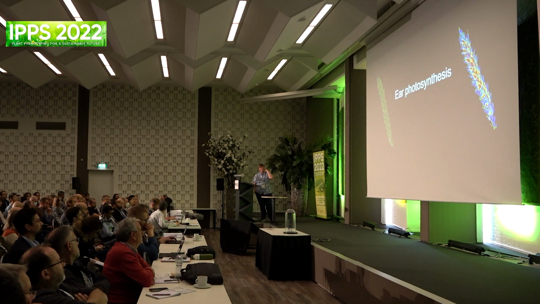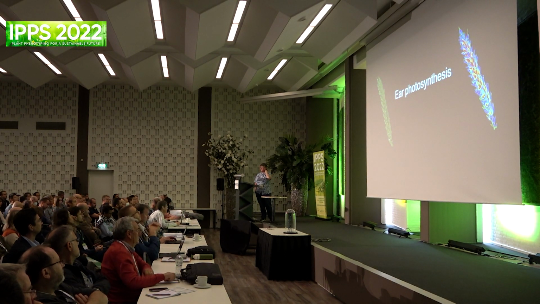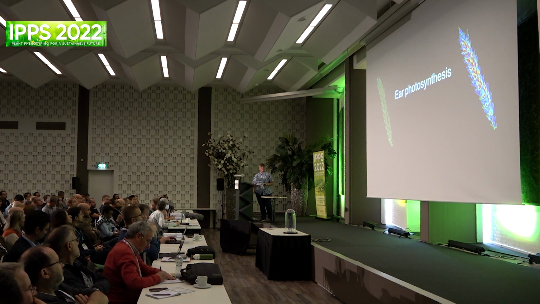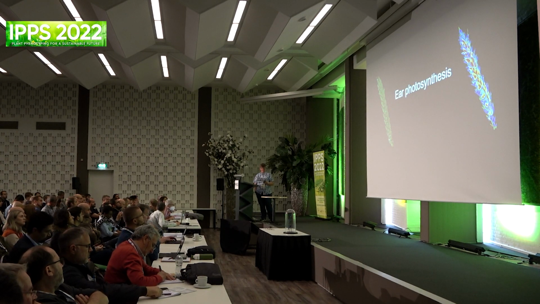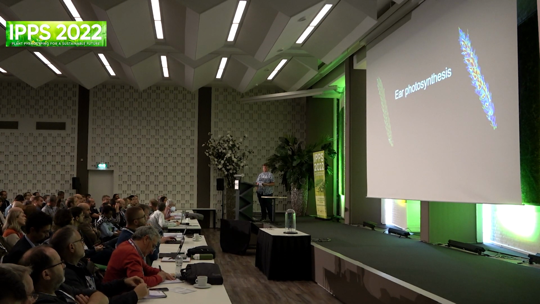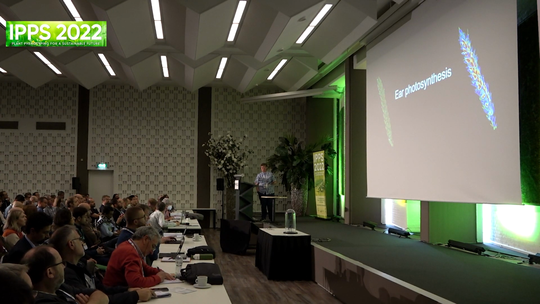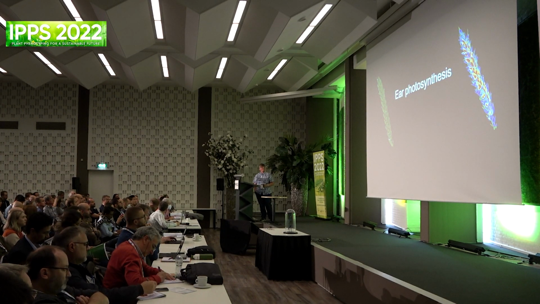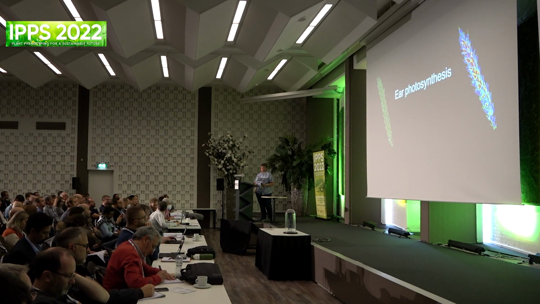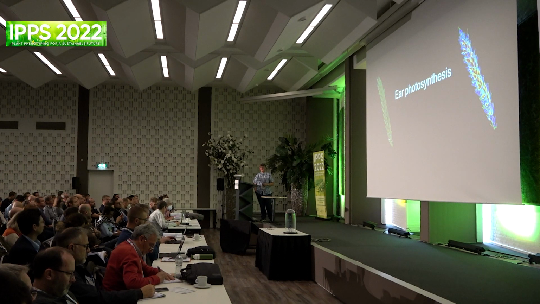So one key part of this work was to actually look at ear photosynthesis. As part of the program, the idea was to see if we could look at the photosynthetic capacity of ears. We know that ears are green for a long period of time in the field, and it's also thought that ear photosynthesis can contribute quite a lot to grain filling, and even more so if the flag leaf gets damaged and the ear photosynthesis becomes even more important.